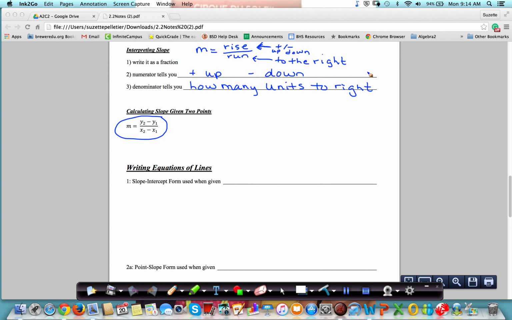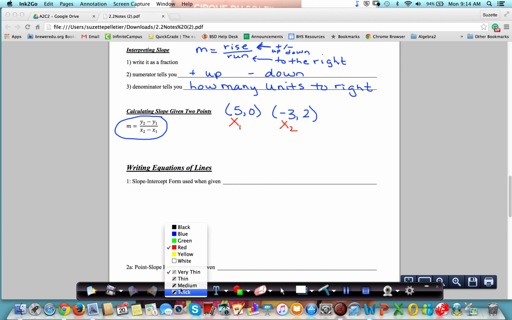Okay, so let's practice giving these 2 points. I'm going to give you these points, 5, 0, and -3, 2. So when you get ready to plug them into your equation, you're going to remember that this is your x1 value and this is your x2 value. So this is the x coordinate of your first point and the x coordinate of your second point. And this is the y coordinate of your first point and the y coordinate of your second point. And then you can plug them into the equation.